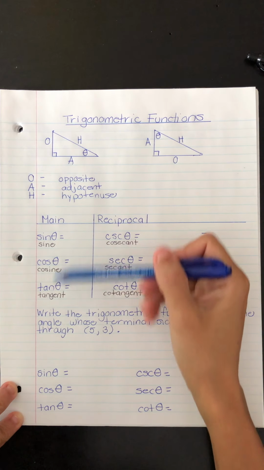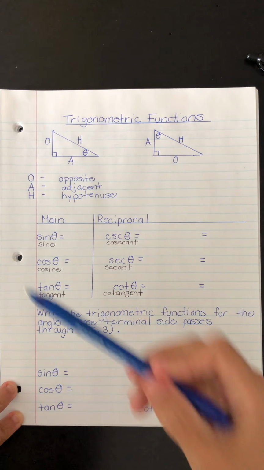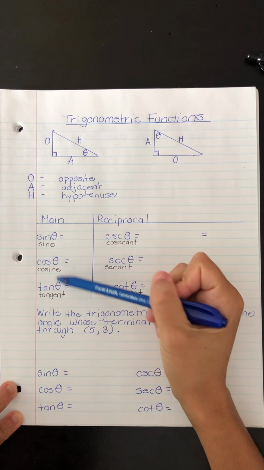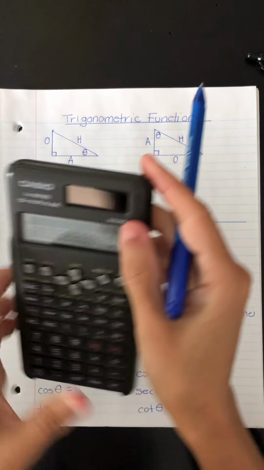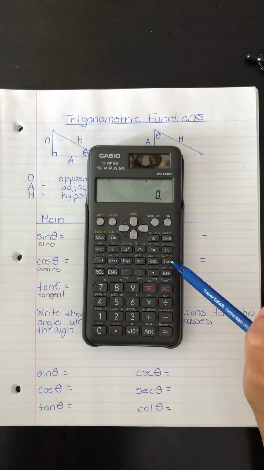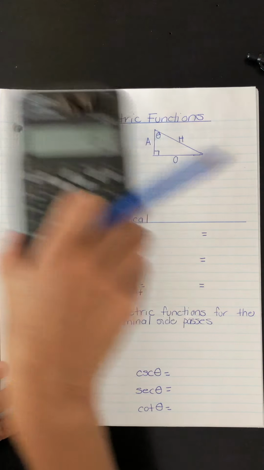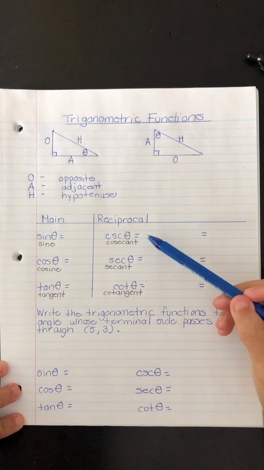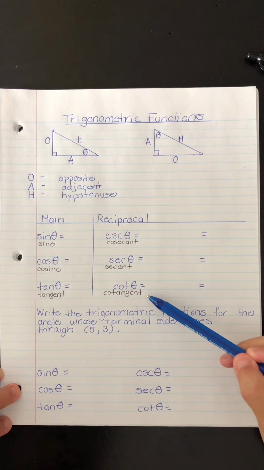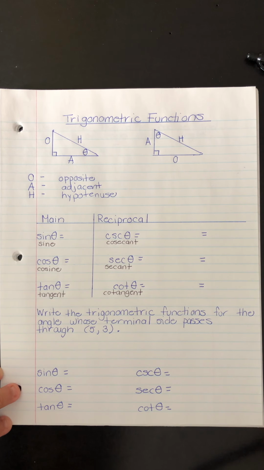Okay, now there are 6 trigonometric functions. 3 of them are considered main functions, and they are sine, cosine, and tangent. And you will find these ones on your calculators. There are 3 functions that are reciprocal functions. These ones are not on your calculators, and they are cosecant, secant, and cotangent.